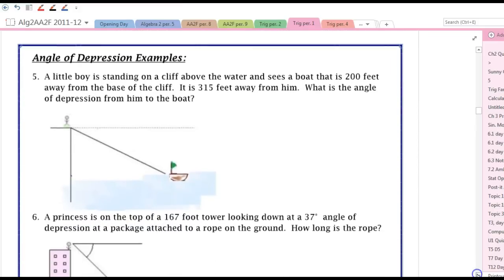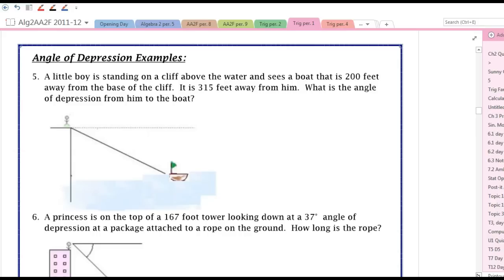Yeah, we should do some angle of depression. Okay? So, we got the little boy. He's standing on a cliff above the water. He sees a boat that's 200 feet away from the base of the cliff. It is 315 feet away from him. What is the angle of depression from him to the boat?